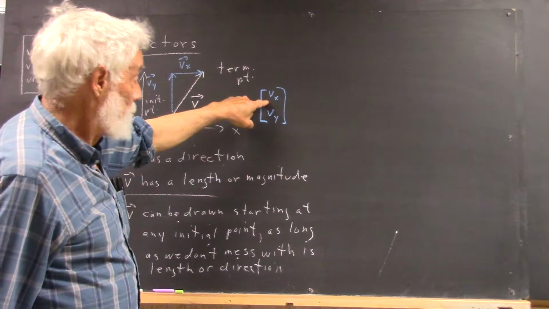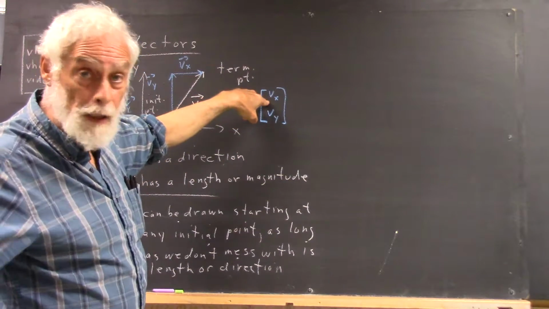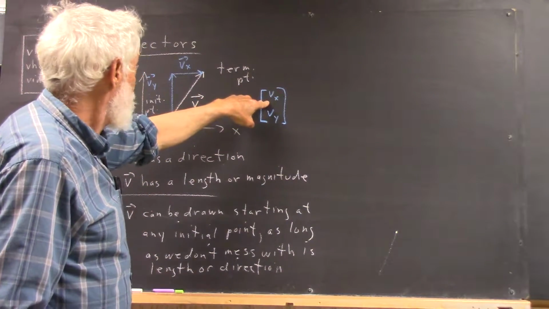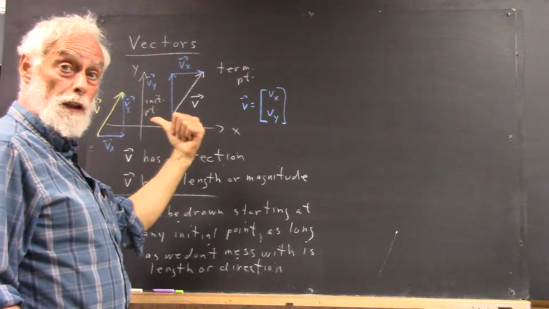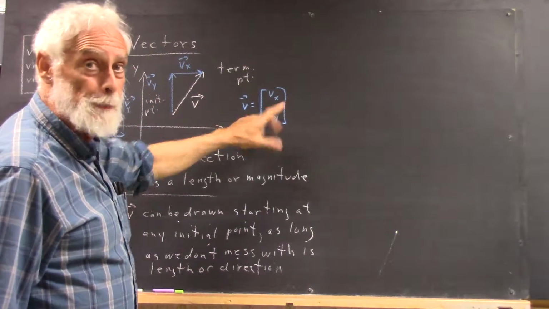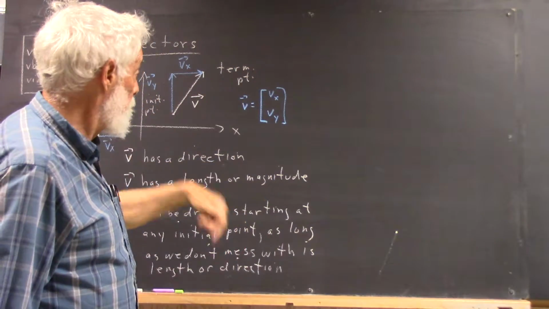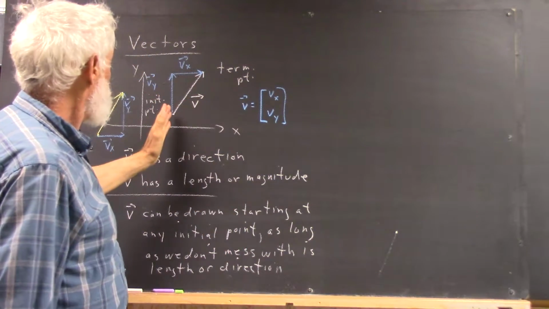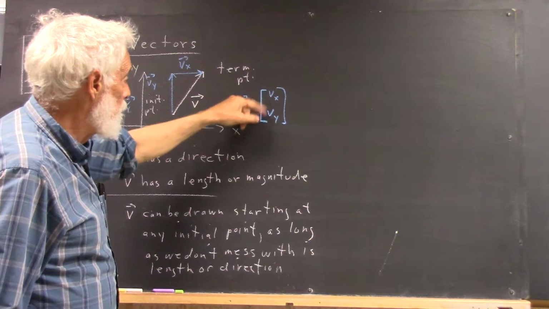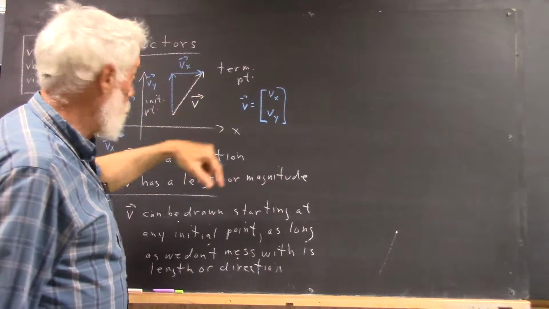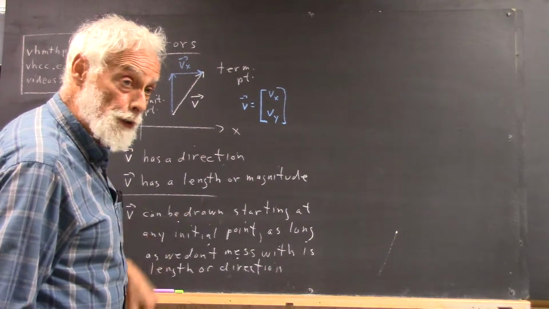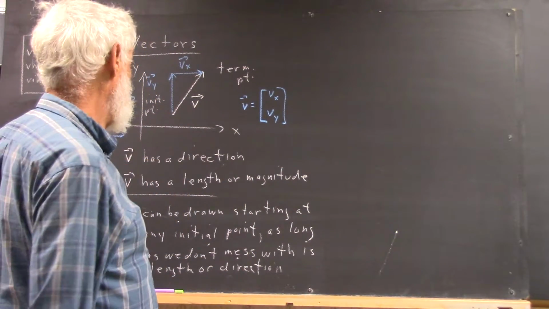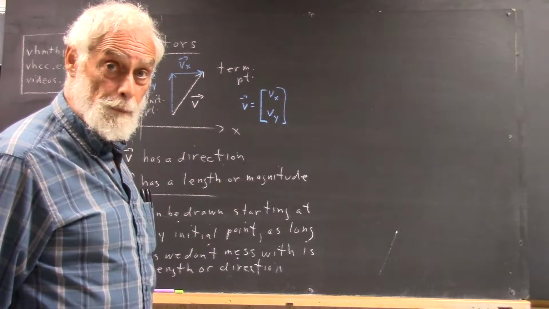So if vx is a positive number, that means that our vx vector is to the right. If it's a negative number, it's to the left. If vy is positive, well, it's up. If it's negative, it's down. So in this case, both the vy and the vx that I put into this form would be positive. But for another vector that goes in this direction, well, one of them could be negative. Okay, well, this is the notation.